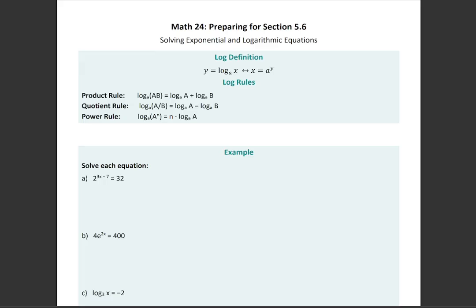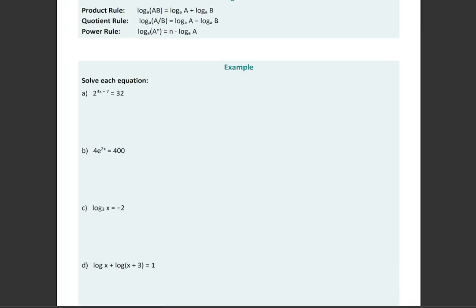For a quick reminder, we have our log definition at the top, y equals log base a of x, and that correlates to the exact same equation as x equals a to the y. And then we also have our three different log rules here, which are very useful to keep at the top of our mind. So looking at our first example, we have 2 to the 3x minus 7 equals 32.